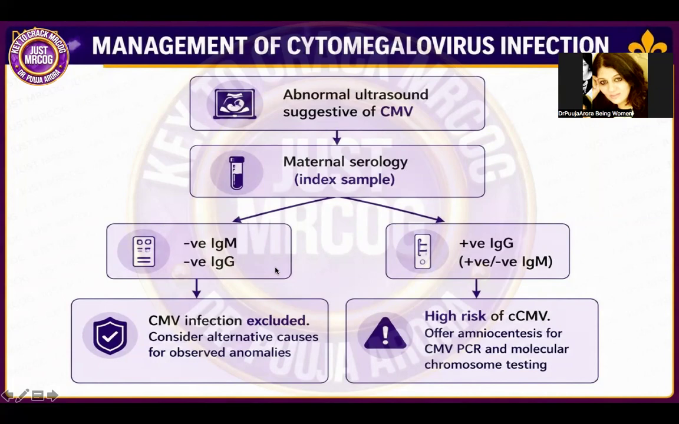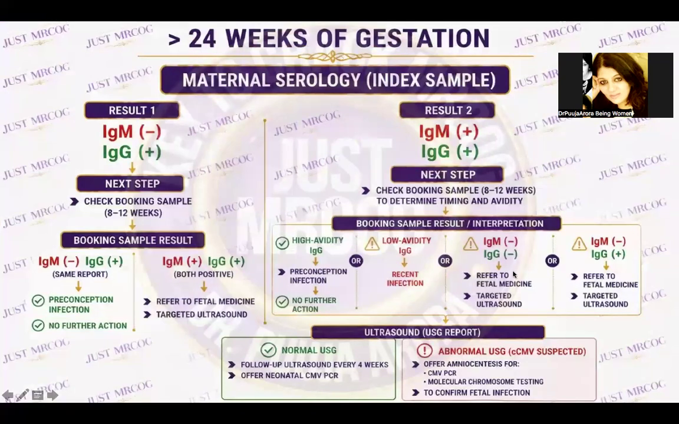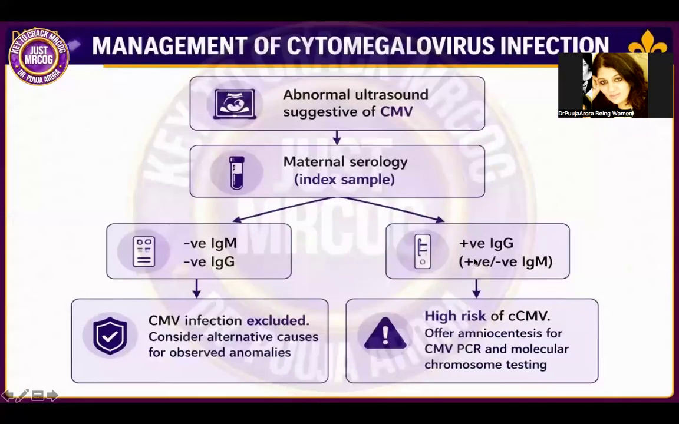booking sample, right? And then if it is IgG positive, IgM negative, IgG negative, as we have read here, right? IgG positive, then IgM either positive or negative, then there is high risk of congenital. Remember that this is after 24 weeks. So even after 24 weeks, if IgG is positive and IgM negative, still it can be a recent infection. It can be a post-conception infection.